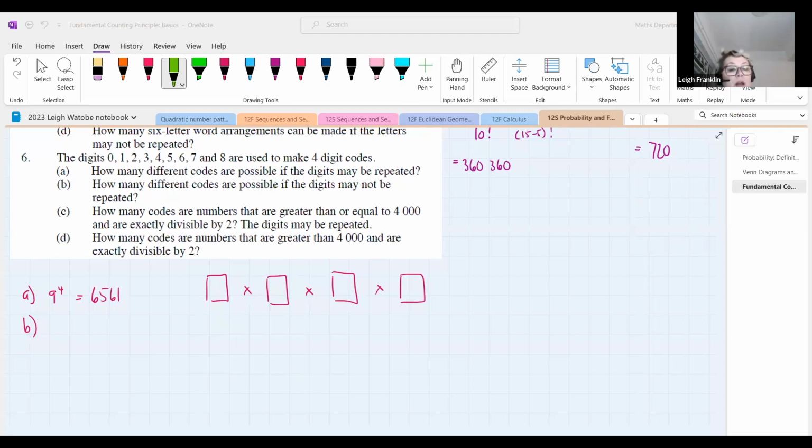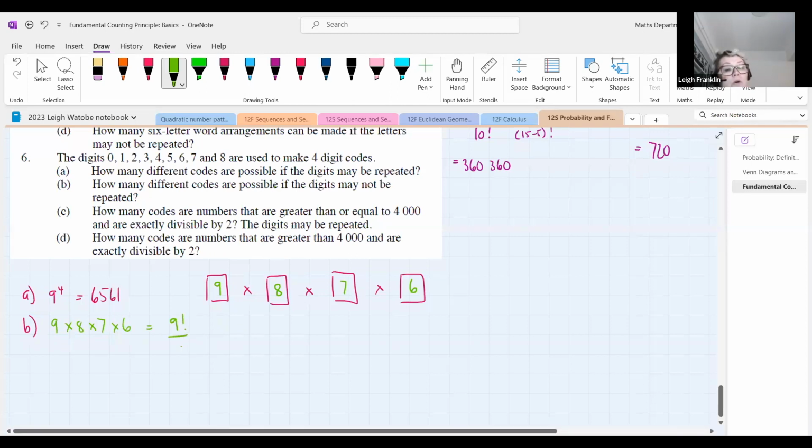Quite right, because there are 9 ways to fill the first block, 8 ways to fill the next, by 7 by 6, because repetition is not allowed. So we can either say 9 by 8 by 7 by 6, or we can say 9 factorial over 5 factorial. So that gives us 3024. Good. Well done, everybody.